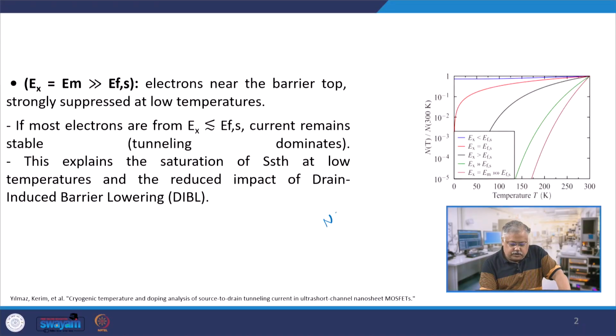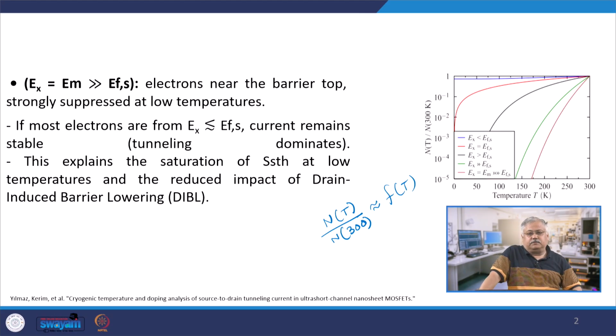So let me recapitulate just for your information's sake. We were looking at Nt by N300, how this factor varies as a function of temperature. And we saw that when the energy of the electrons is much smaller than that of the Fermi level at the source side, the fraction is almost equal to 1, which means that there is no change in the number of charge carriers with respect to temperature.